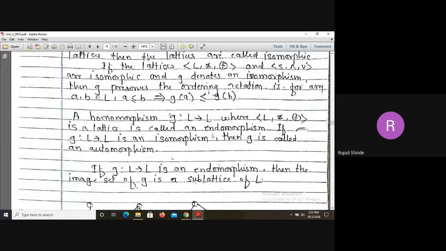Now, the next definition is given for endomorphism. A homomorphism G from L to L, where L is a lattice, is called an endomorphism. If a homomorphism G is defined from L to L, that homomorphism is called an endomorphism. And if G from L to L is an isomorphism, then G is called an automorphism.